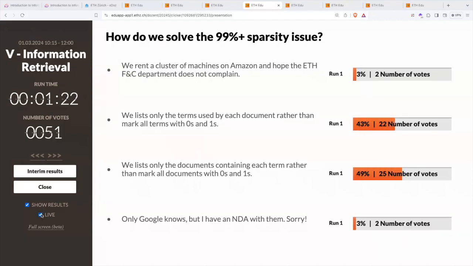Wow, some of you are ambitious. So you would rent a cluster of machines. Then we have half-half between: do you want to list the terms for each document or list the documents for each term? That is an interesting question, right? So who do you think is right? Is the majority right? You can still change your mind. Nobody seems to be changing their minds. Some people do change their minds. Well, let me stop making you wait. The majority was correct in that case. It's not always the case, but here the majority was correct. Indeed. Why?